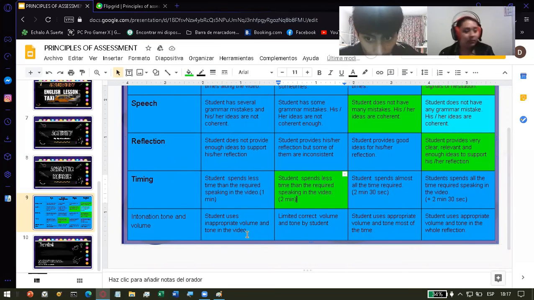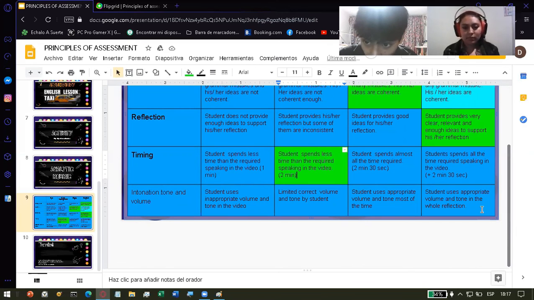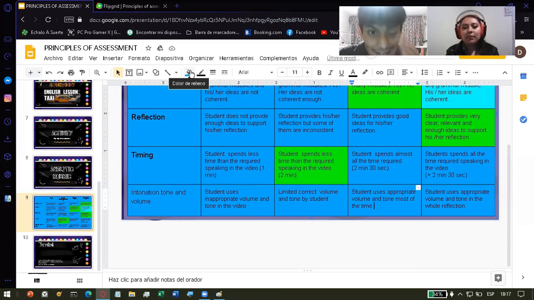And finally, intonation, tone, and volume. I think you had a really good intonation, and enough volume. You need to improve some aspects of your tone. You can speak a little bit louder, but in general terms, it was a really good intonation, a really good volume that a teacher should have when sharing ideas, sharing the explanation of a topic. That's the main intention of this exercise, Geraldine. So in this case, I'm going to set you a three.